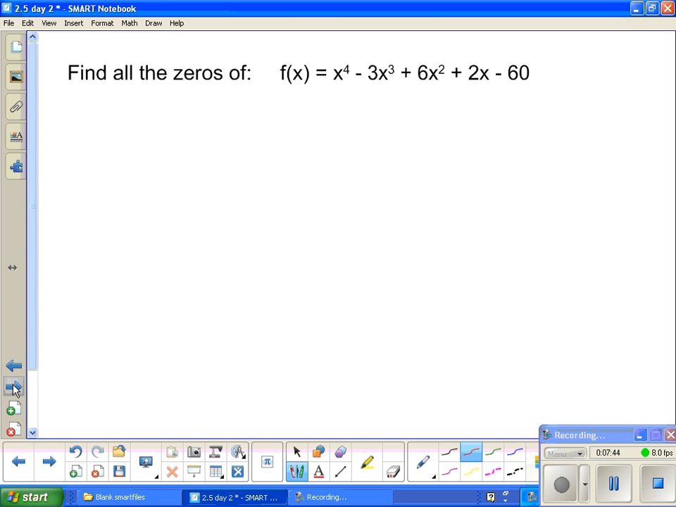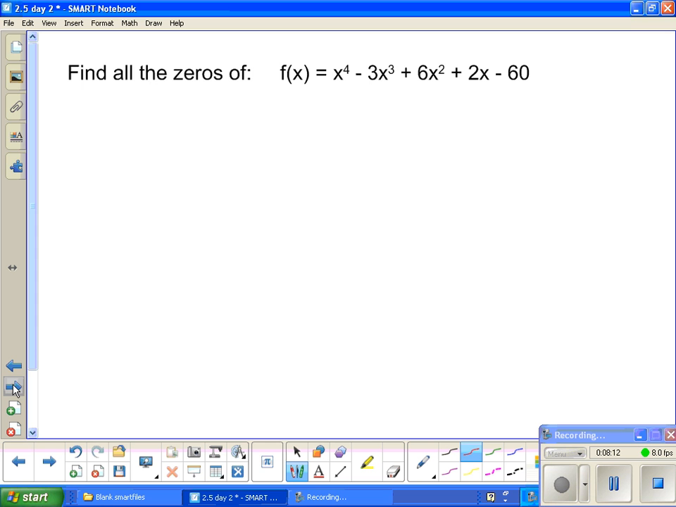So the next problem, if I look at this, x to the 4th minus 3x squared, and so on, okay? Since it's x to the 4th, and there's 5 terms, I cannot yet use factor by grouping. I cannot use the quadratic form. So I don't have a factoring technique yet.